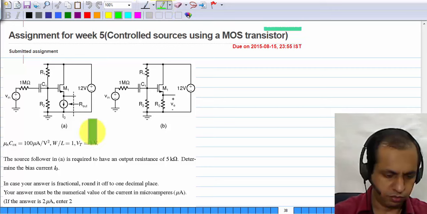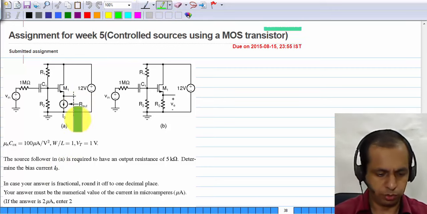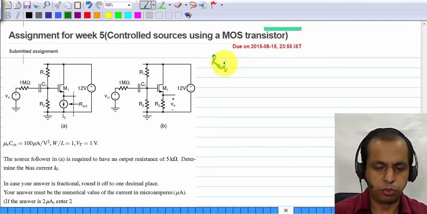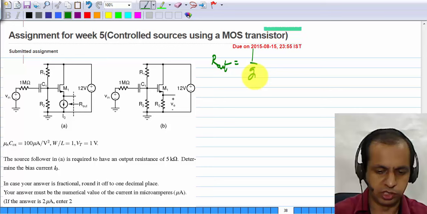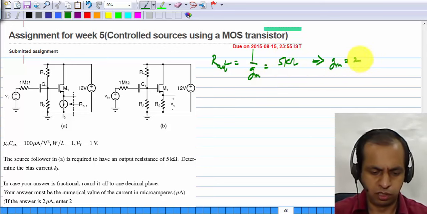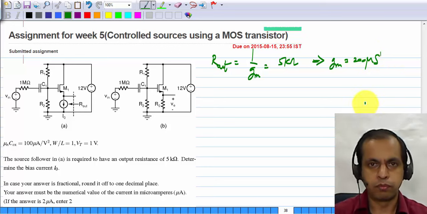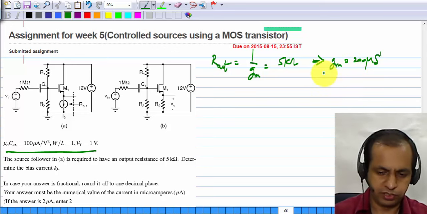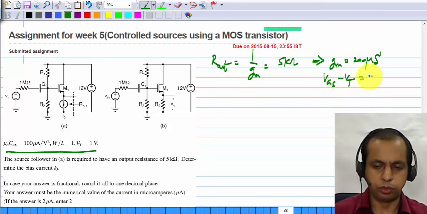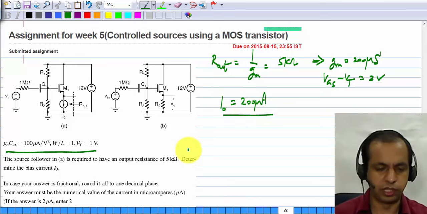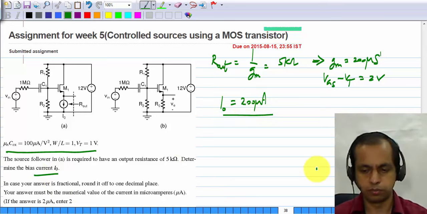So first of all, the first part of the question is that R out has to be 5 kilo ohms, and you know that the output resistance of a source follower is 1 by GM. This is 5 kilo ohms, so which means that GM is 200 microsiemens. And also for the given MOS transistor parameters, you can calculate that VGS minus VT has to be 2 volts, or the bias current I0 has to be 200 microamperes. Okay, so that's the answer to the first part, bias current I0.